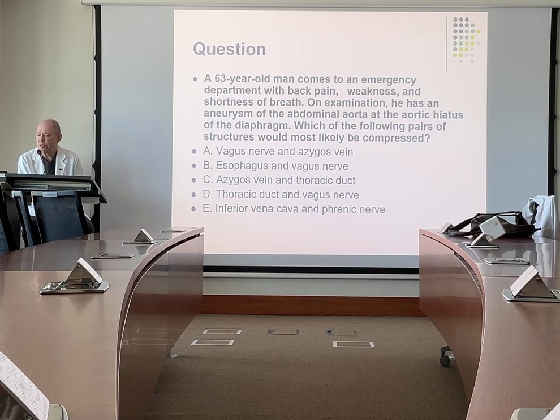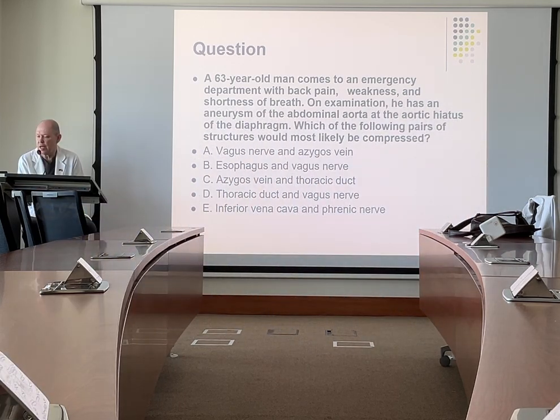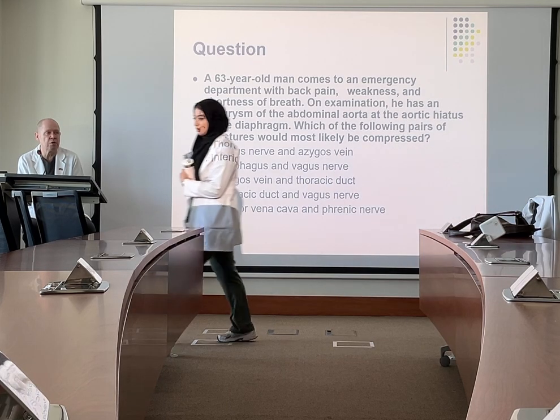So, a 63 years old man comes to the emergency department with back pain, weakness, and shortness of breath. On examination he has an aneurysm of the abdominal aorta at the aortic hiatus of the diaphragm. Which of the following pairs of structures would be most likely compromised?